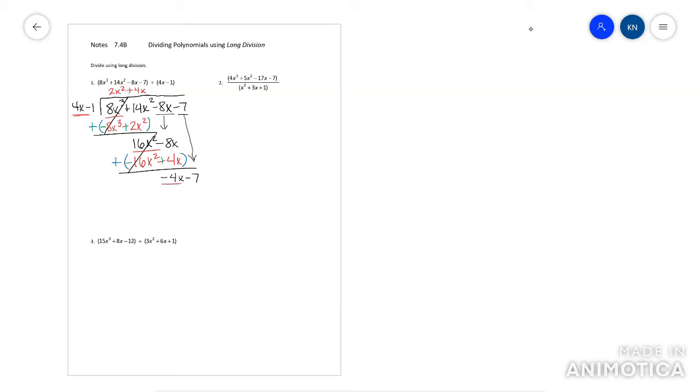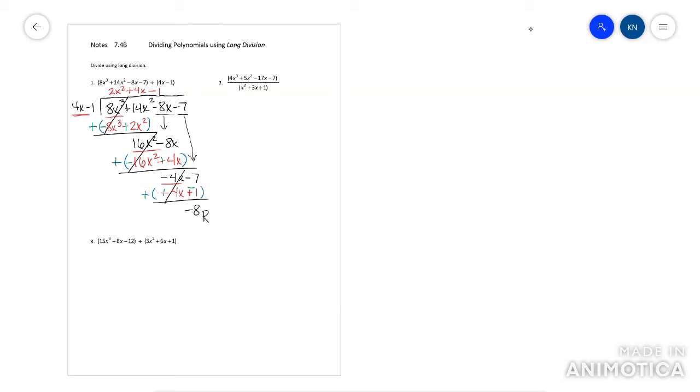Negative 4x divided by 4x is minus 1. Distribute the minus 1. So that's going to make minus 4x plus 1. Subtract this whole thing, distribute the minus, and change the signs. And then combine. The x's will cancel. Negative 7 plus negative 1 is negative 8. And when you run out of stuff to bring down, that means stop.